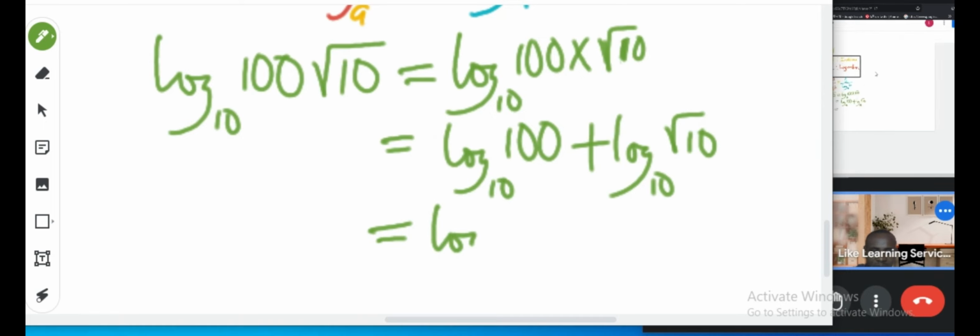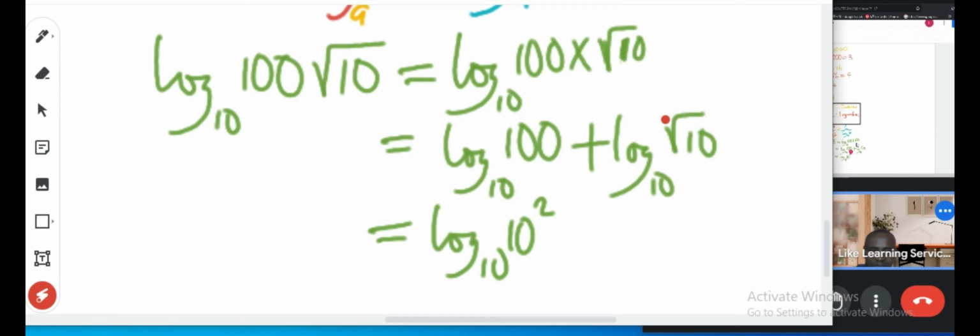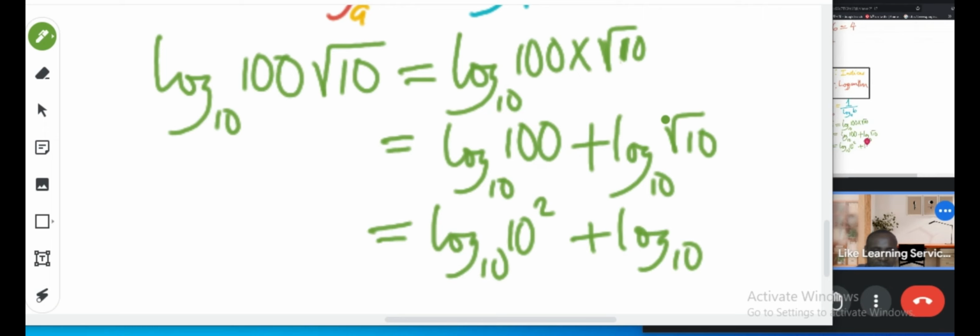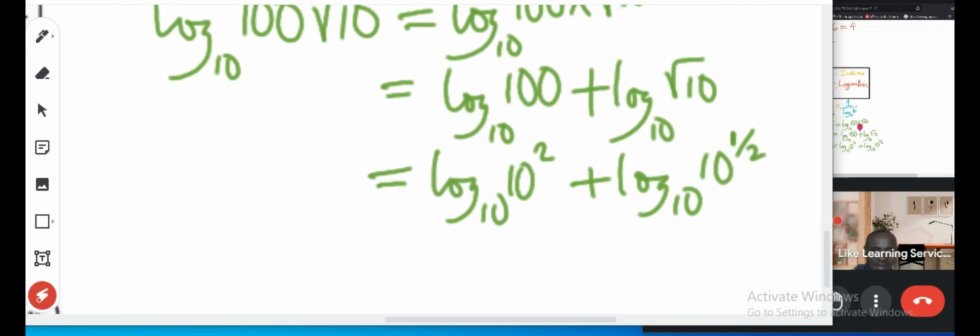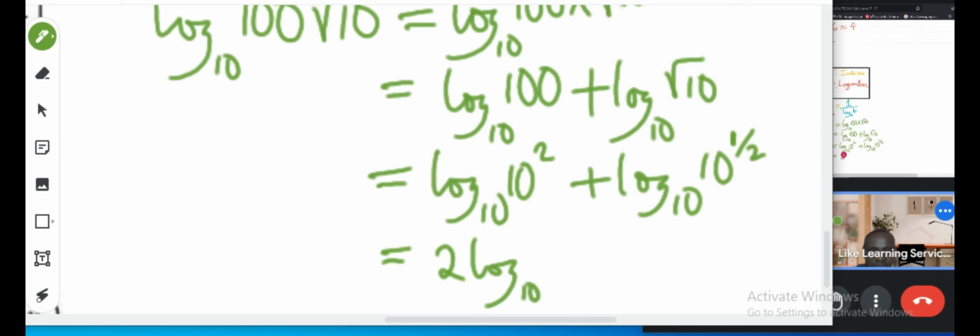This one will be log in base 10, 10 raised to the power 2. That's 100, is it not? Yes. Why this one will be log in base 10, 10 raised to the power half, is it not? Because square root means raised to the power half. Okay, let's apply the power law. 2 will come down, half will also come down. So this gives us 2 log 10 in base 10 plus half log 10 in base 10.